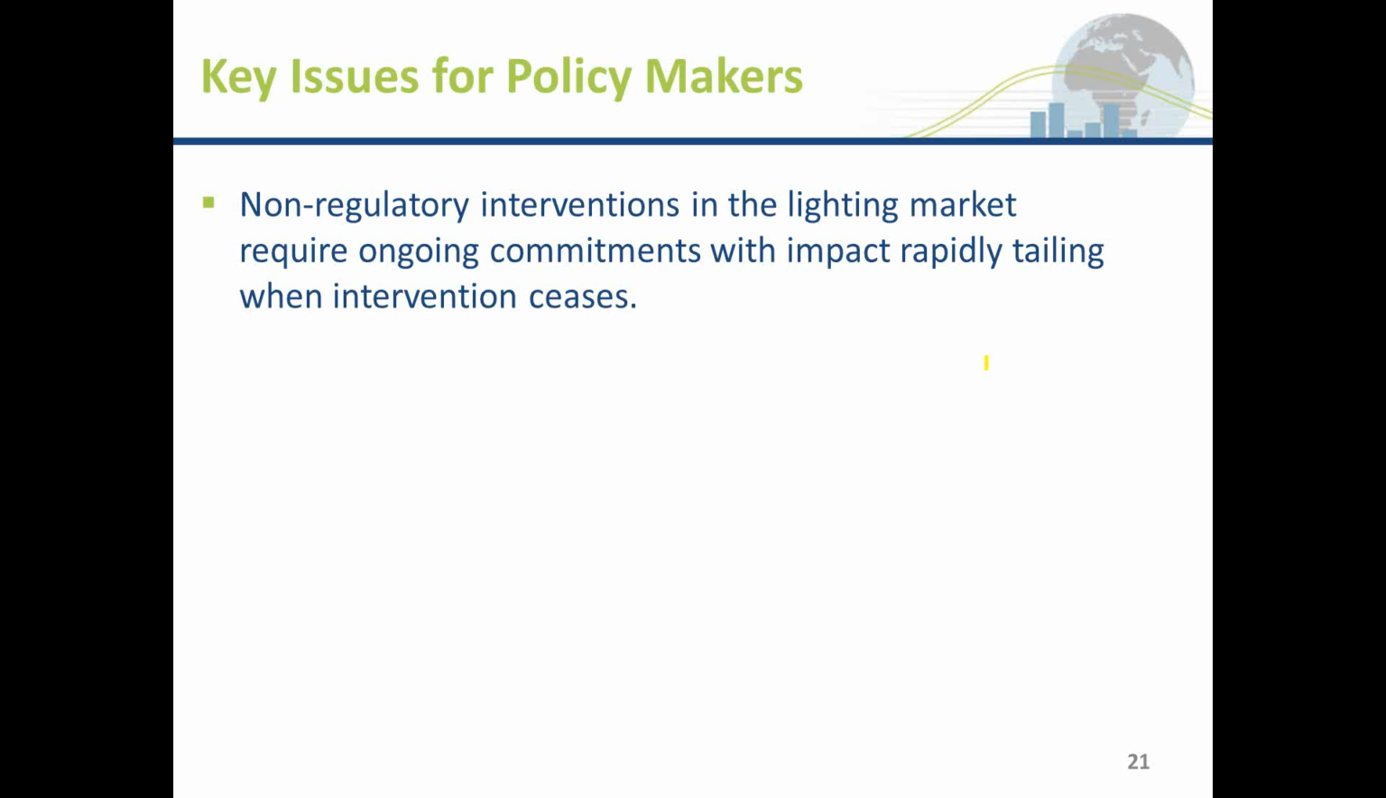Non-regulatory interventions in the lighting market do seem to work, but only in the short term. Very quickly after the intervention, the support, the policy, whatever it is, ceases, the market seems to revert to its original state relatively quickly. So if policymakers are considering or currently implementing non-regulatory interventions, things like Energy Star, if you want them to continue, you have to continue that intervention. If you stop, the market returns relatively quickly.